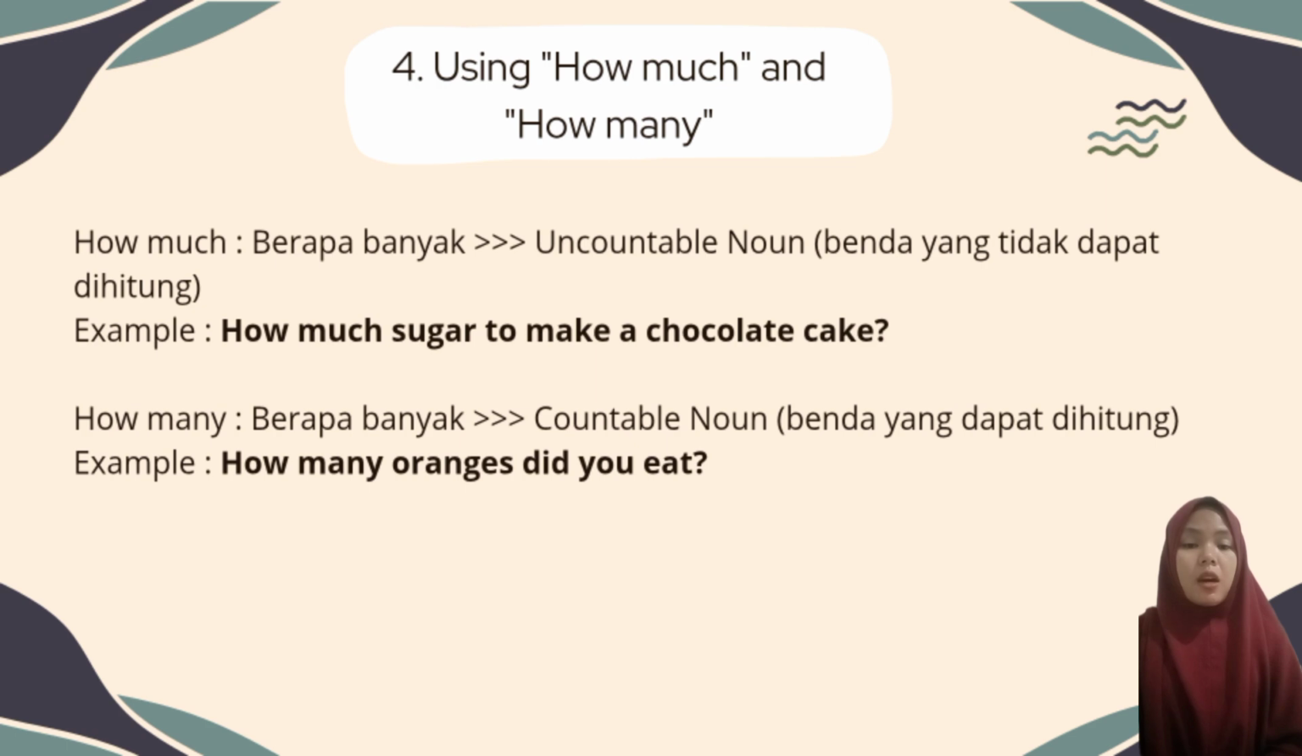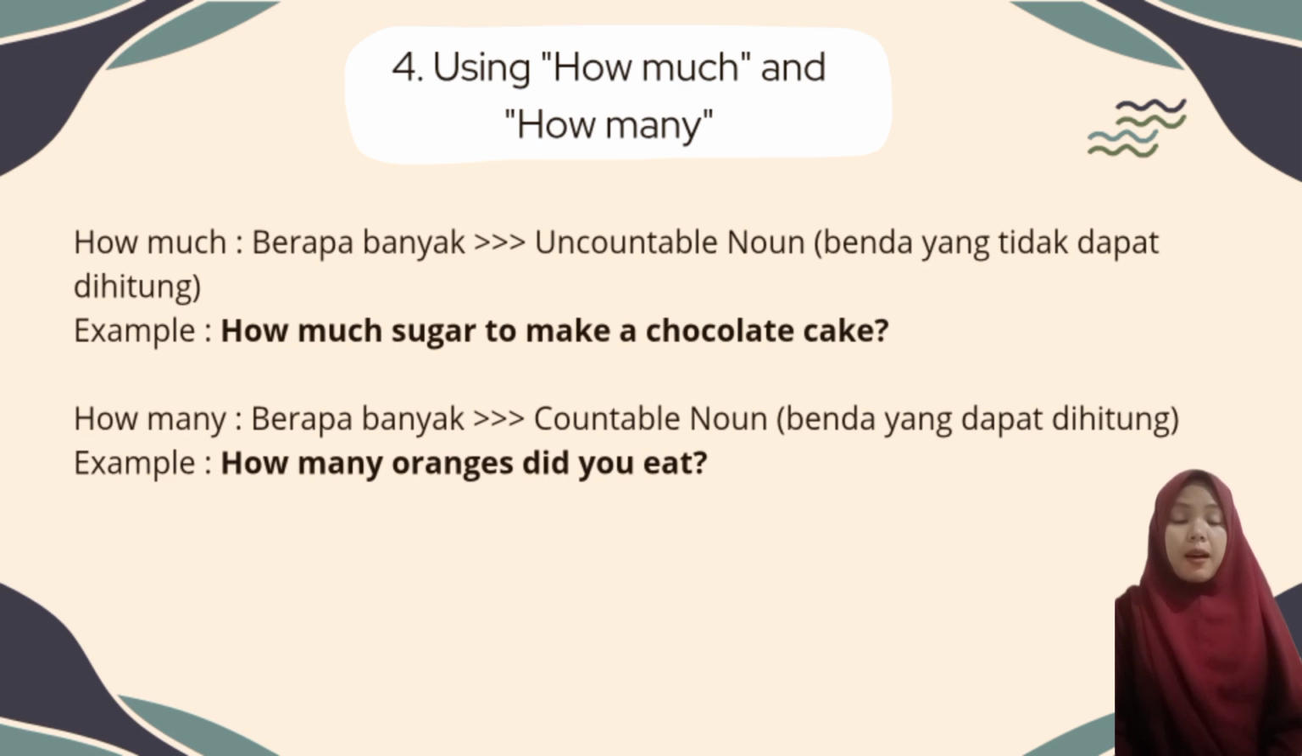Four, using how much and how many in the sentences. The meaning of how much and how many in Indonesian is berapa banyak. But the difference is how much is used for uncountable nouns. For example, how much sugar to make a chocolate cake, and how many is used for countable nouns. For example, how many oranges did you eat?